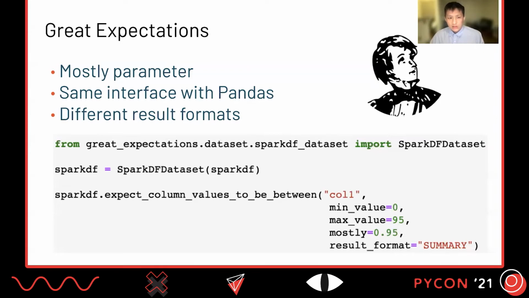An interesting thing about the Great Expectations built-in expectations is that they come with the mostly parameter most of the time. The mostly parameter tells us what percentage of records need to succeed in order to make the expectation a success. So in this specific case, we're saying that 95% of records must be between 0 and 95. If more than 5% of the records are not in this range, then that's considered to be a failure. And then there are different result formats that we can get with varying degrees of detail.